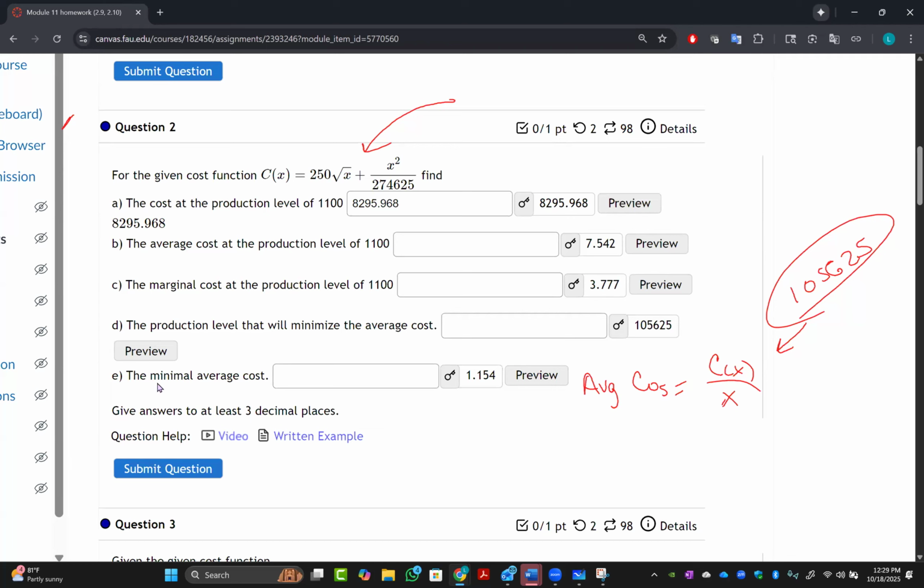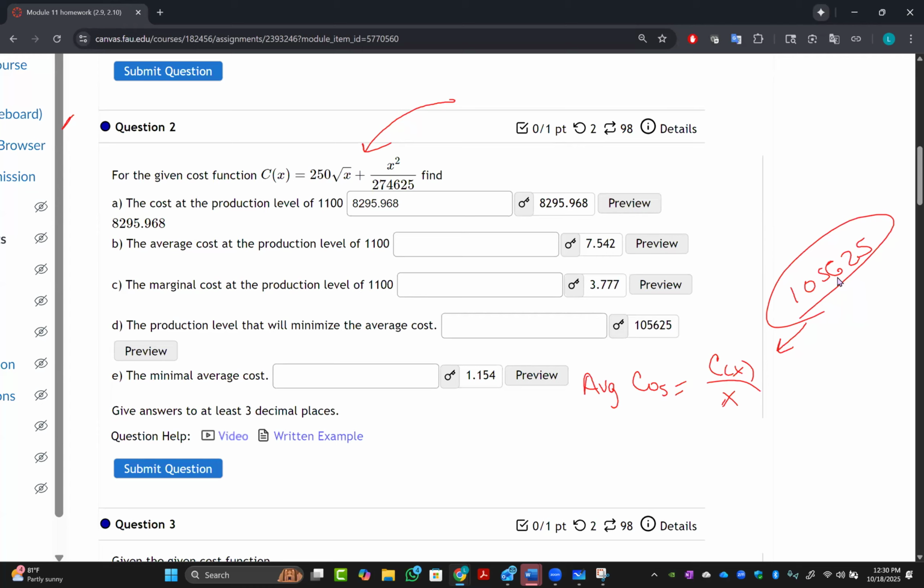Okay, so the minimal average cost. Now that we know what the average cost equation is, now they want to know what the cost would actually be. They're asking for the cost per item, the average cost. So we have to use this function. We plug in the production level that we find that would minimize the cost, right? So that's X.